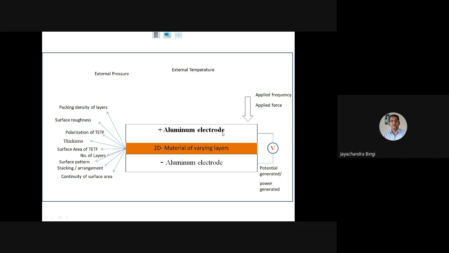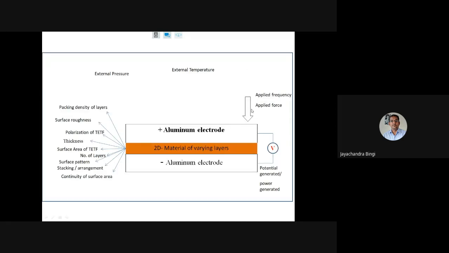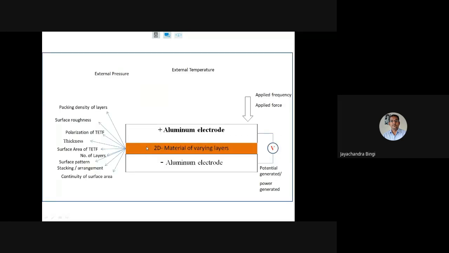Okay. So anybody already did? So these are your parameters. That is polarization. So surface charge, surface area, surface roughness, surface pattern, continuity of the surface, potential difference, force applied, frequency of force applied, that is external force, this one. Hope my PPT is visible to everyone. So number of layers of what? This one, this 2D material.